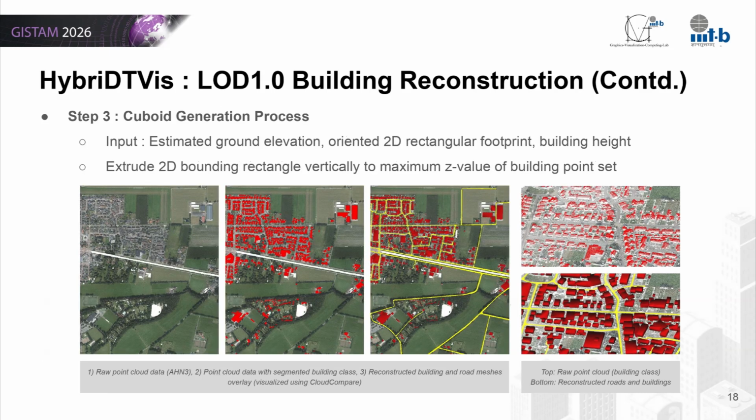Finally, we generate LOD1 cuboids by extruding the oriented footprints to the building height. So this gives a simple but consistent building representation aligned with the data. So here you can see the raw point cloud data, the segmented building class, and the reconstructed building and road meshes overlay.